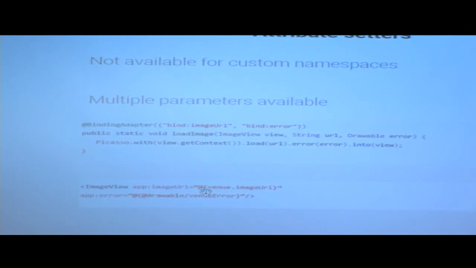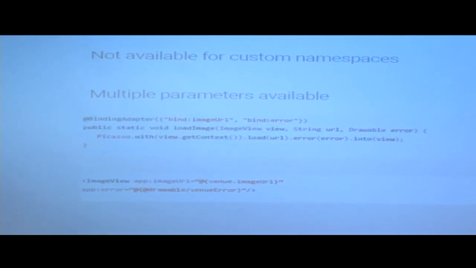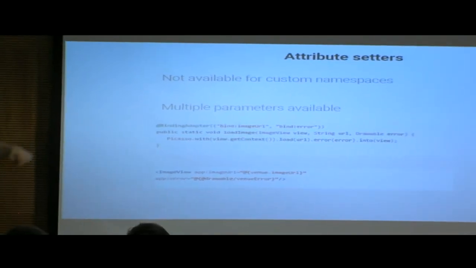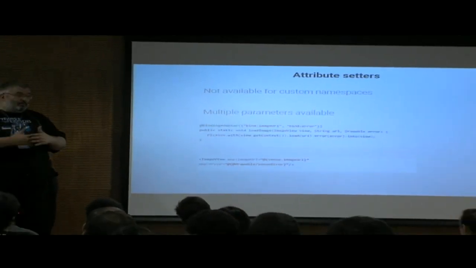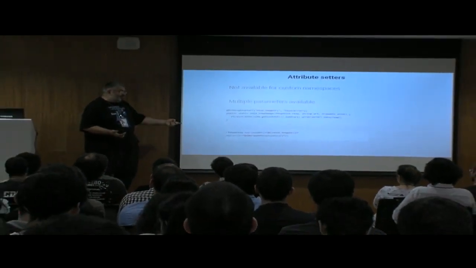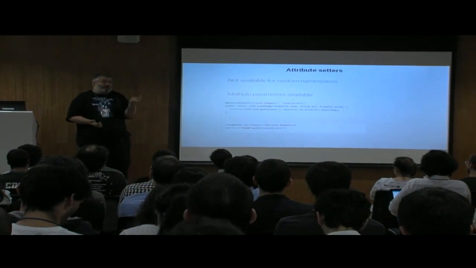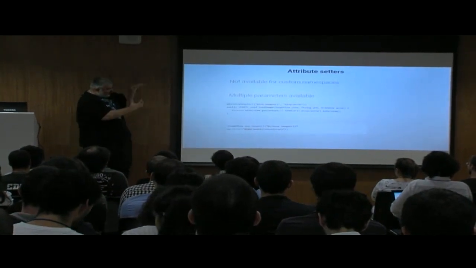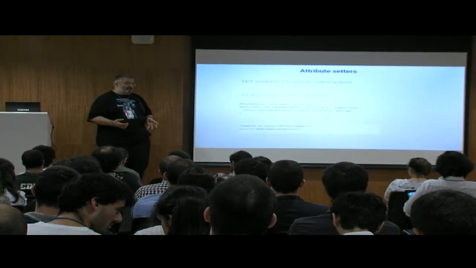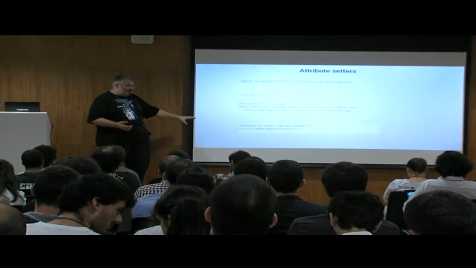Keep in mind that if I create another image view with app image URL, but not with app error, it won't fit this function. If I use more than one parameter, then it will only work for views with more than one parameter. But I can create two bindings, one when I have both things, and another one when I have only one thing. Okay, that could be quite complex at the end. But you cannot use it for custom namespaces yet, only for Android namespaces.